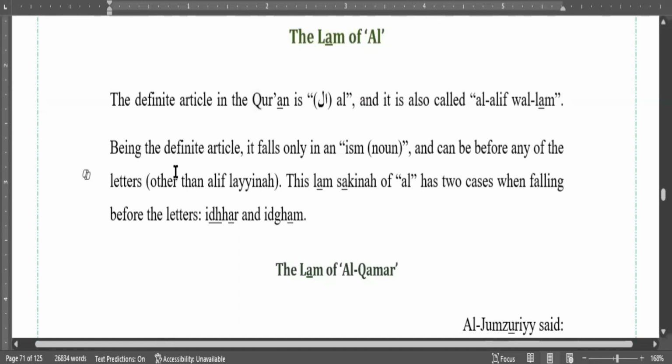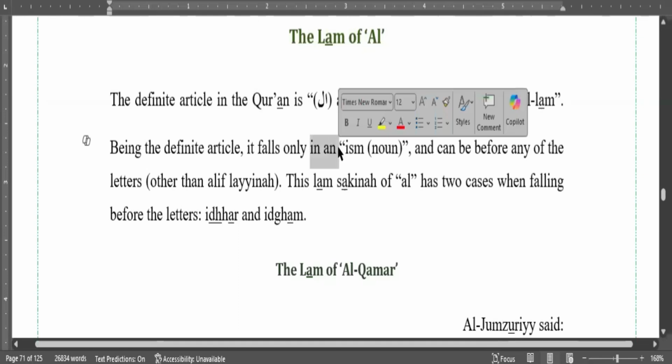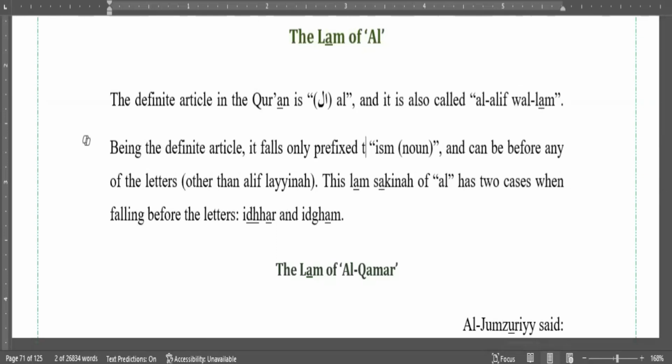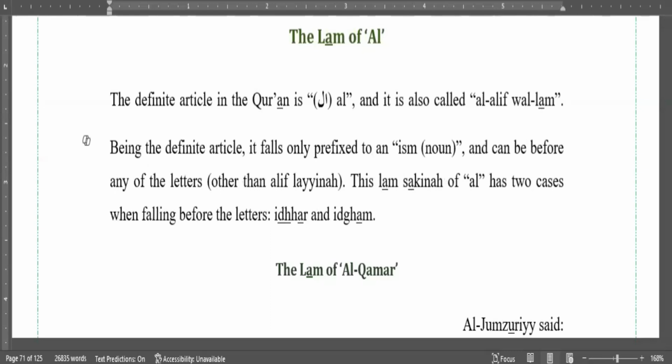Being the definite article, it falls only in a noun. Yani, only falls on, prefixed to, an ism, a noun.